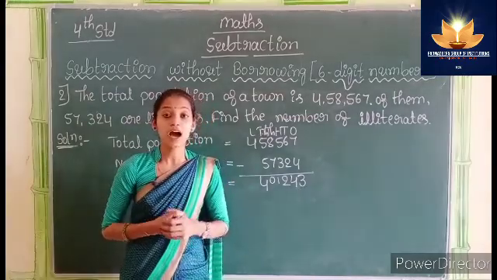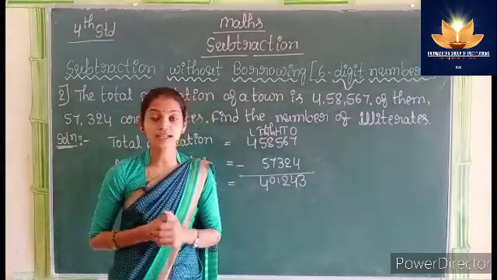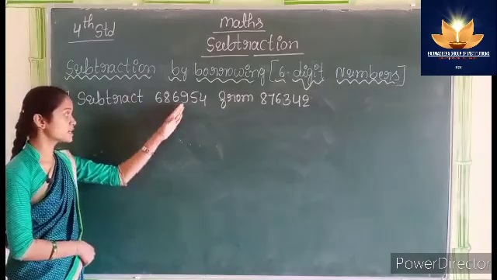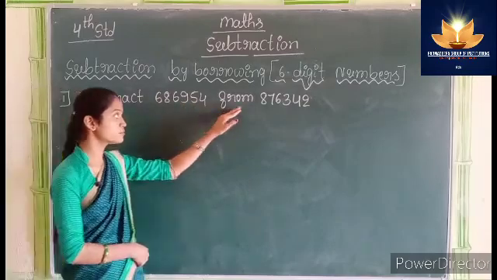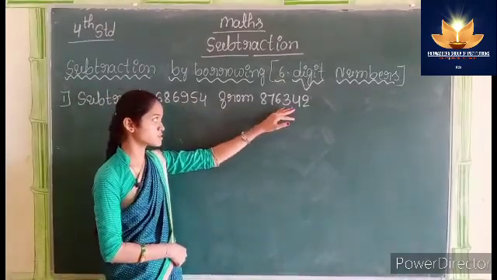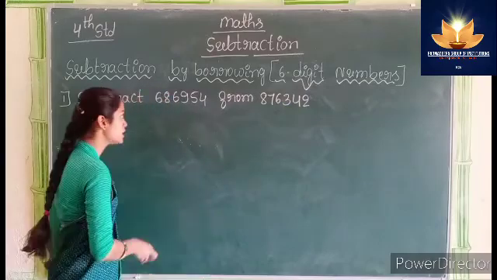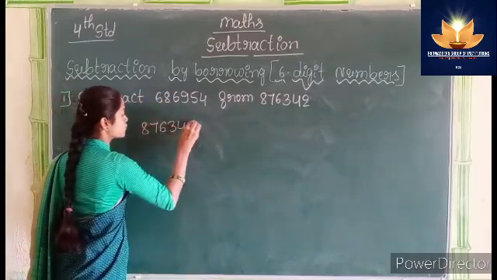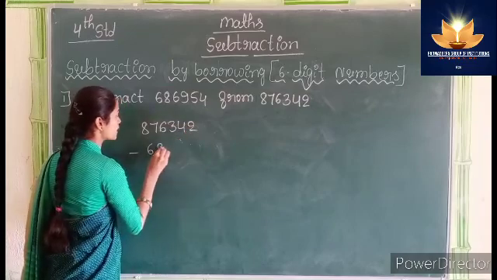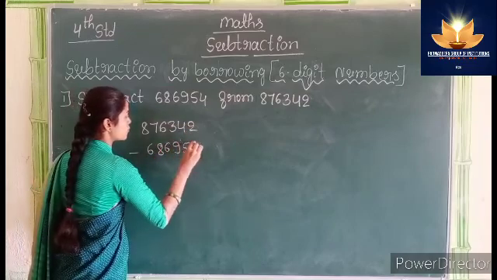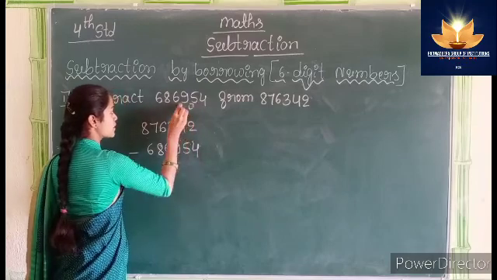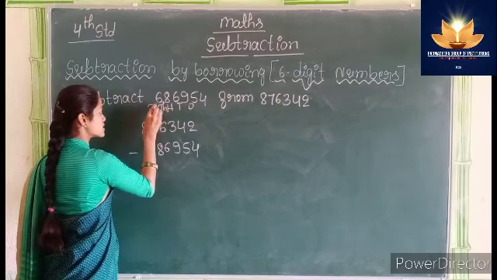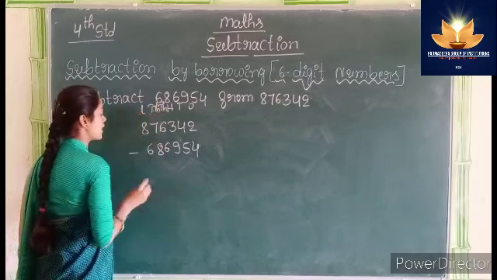Then let us learn how to subtract 6-digit numbers by borrowing. Subtract 6,86,954 from 8,76,342. 8,76,342, 6,86,954. This is ones place, tens place, hundreds place, thousands place, then this is 10,000s place, then lakhs place.